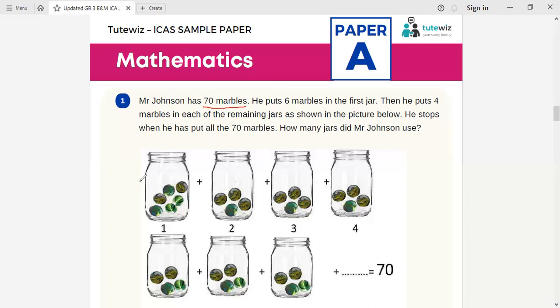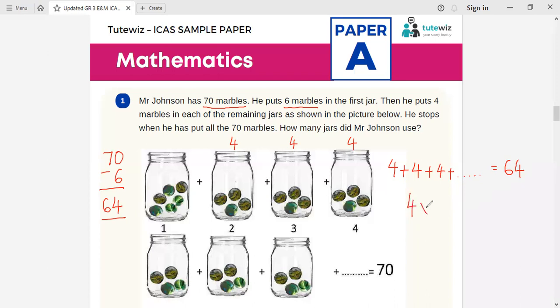Johnson has is 70. In the first jar, he's put 6 marbles. That means now he's left with how many marbles? He's left with 64 marbles. For those 64 marbles, he's put 4 marbles in each jar. Now, how will I find the number of jars he's used? All I have to do is simply add 4. How many times? The same number of times as the number of jars, because that will give me the total, that is 64. Repeated addition, as you know, is nothing but simply multiplication.